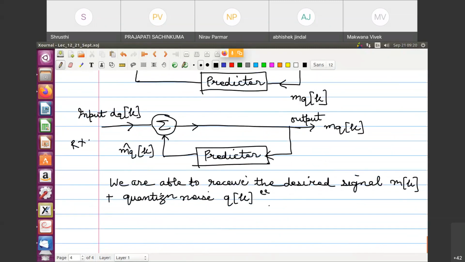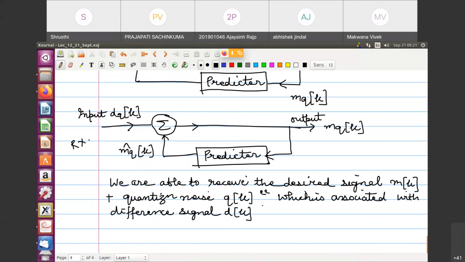So I am writing, which is associated with difference signal D of K, and the inverted commas are closed here, which is generally much smaller than MQK.